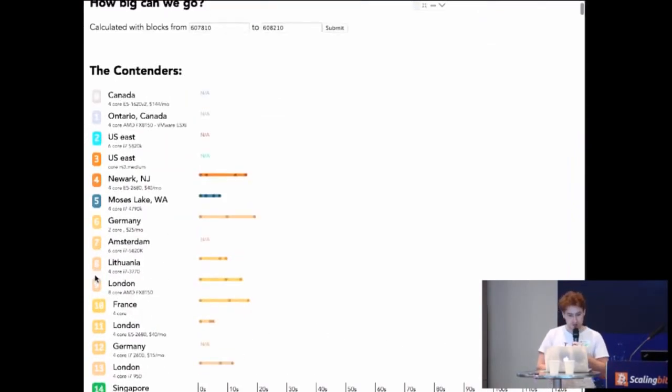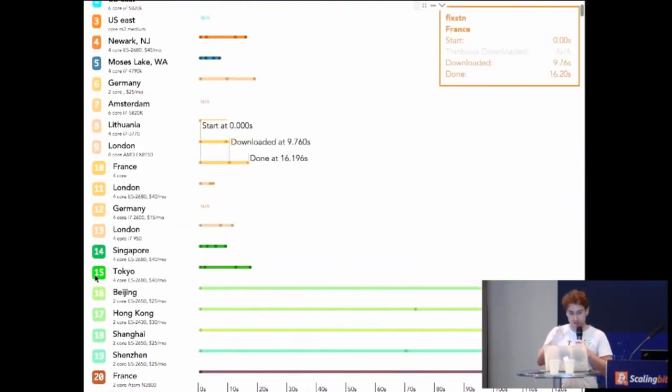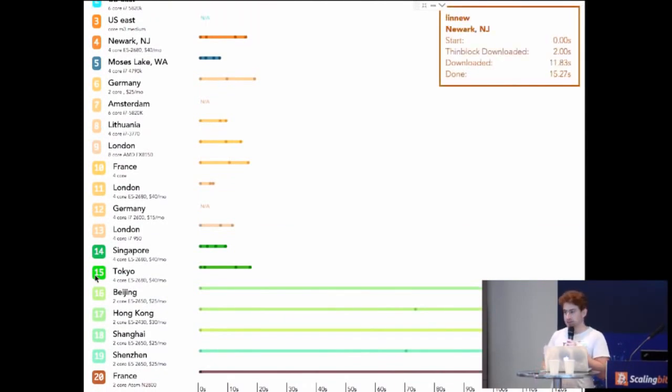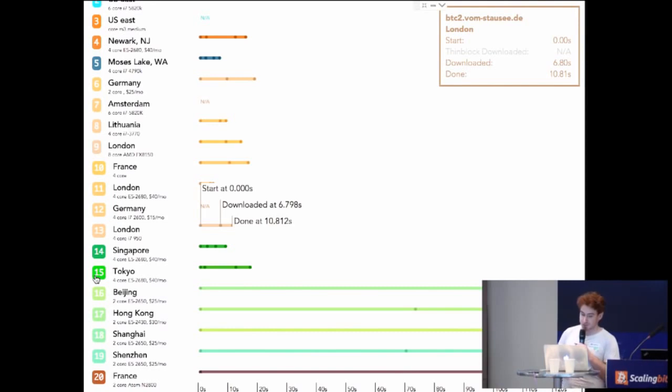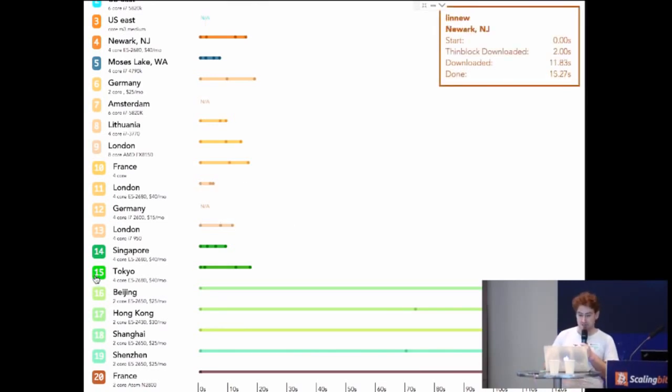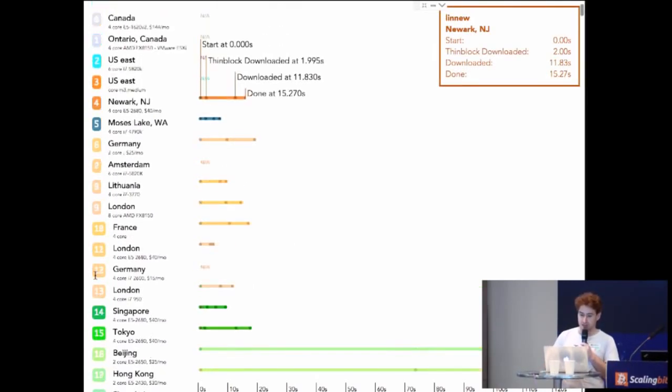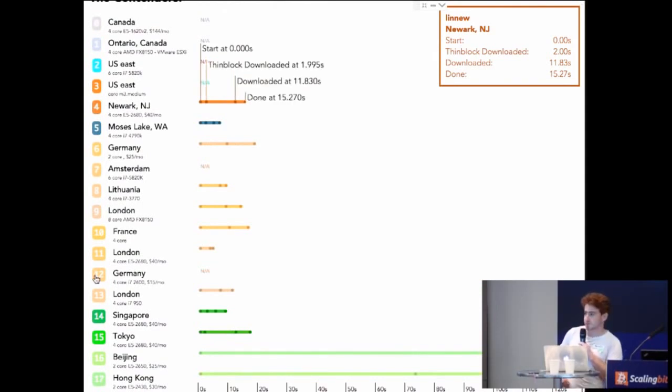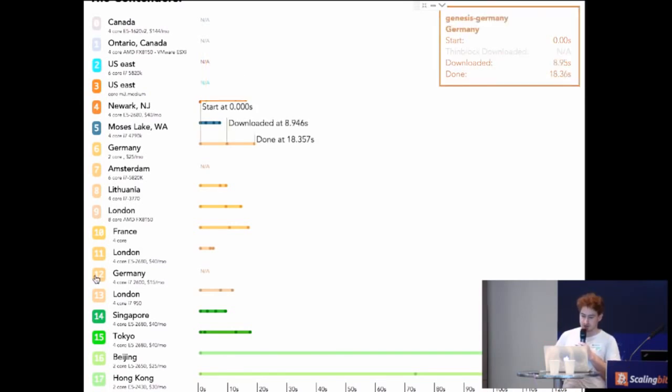All right, so here's a list of the 50th percentile time for block transmission for each one of these machines. Some of them have an extra dot, so this one actually is using Micron's thin blocks patch. It doesn't seem to actually help that much. I think we still need to tweak it a little bit, but most of them don't have that.